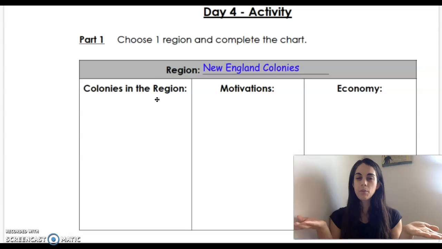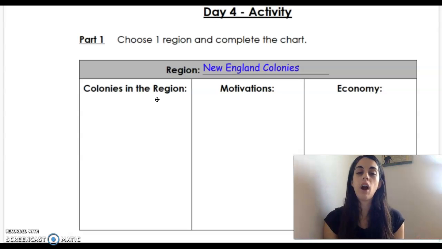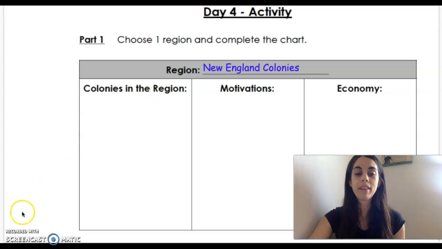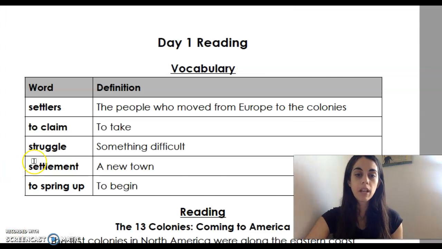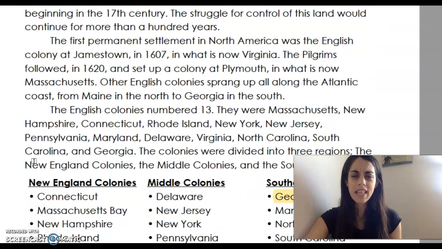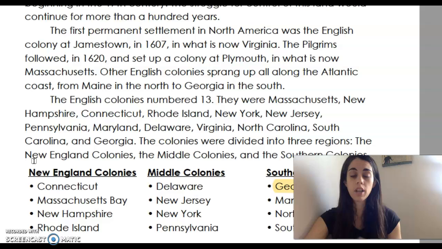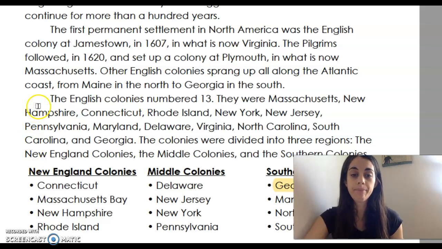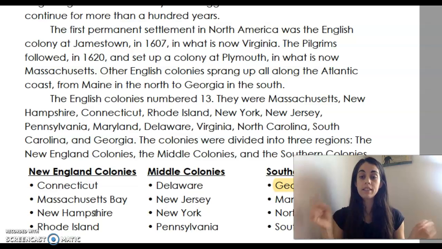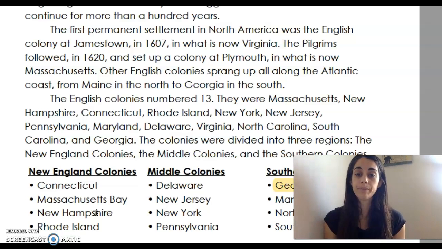What day did we read about the names of the different colonies? Day 1. So I'm going to look at my day 1 reading. From day 1, I'm going to look at the text. Where can I find the names of the colonies in my region, in the New England colonies? Here it is. Where can you find the names of the colonies in your region? Did you find them? Great.